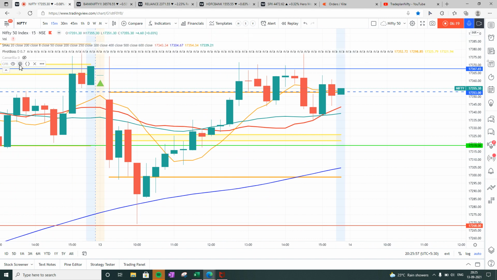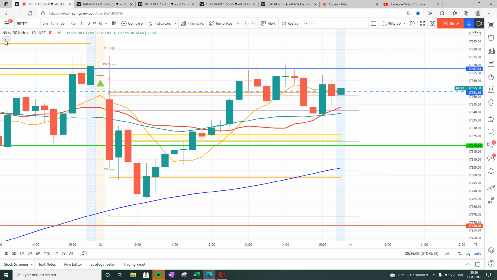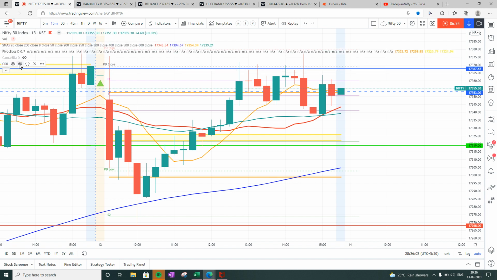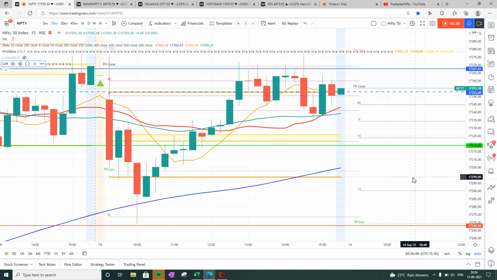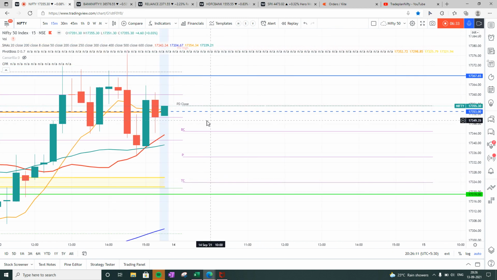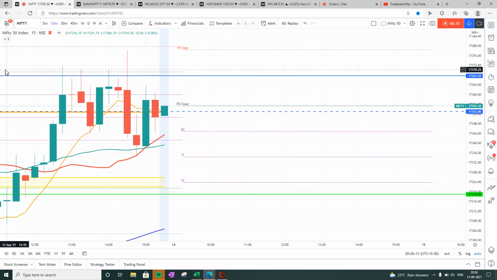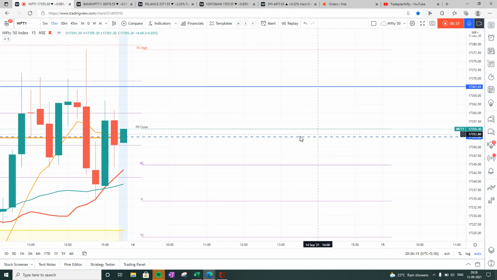When you look into the market profile for tomorrow, we see that tomorrow's market profile is actually below today's market profile. If you see, tomorrow's CPR is below today's CPR. So this shows that the market is slightly bearish. Now it all depends upon where the market will open tomorrow.